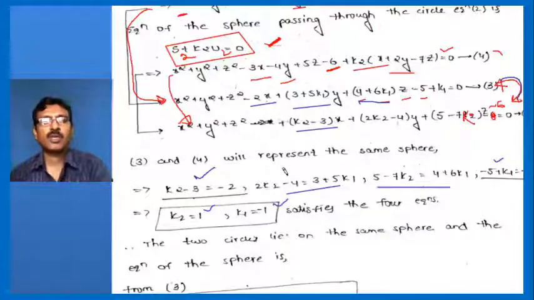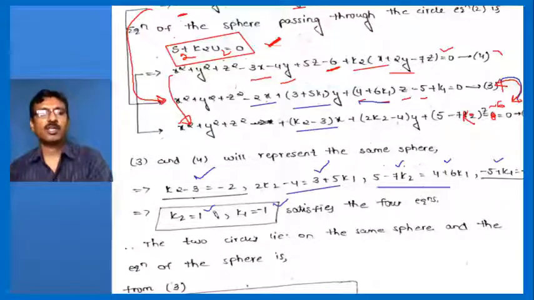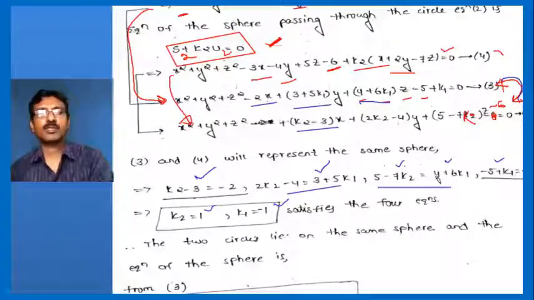If we substitute in the second equation, k2 is 1, that is 2 into 1, 2 minus 4, that is minus 2 on the left side, and on the right side 3 plus 5 into minus 1, 3 minus 5, minus 2. The second equation is satisfied. Third, 5 minus 7 with k2 as 1 is also minus 2 on the left side; on the right side 4 minus 6, k1 is minus 1, satisfied. Therefore k2 equal to 1, k1 equal to minus 1 satisfy all the 4 equations.